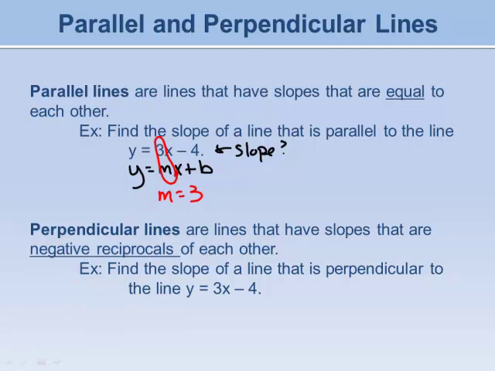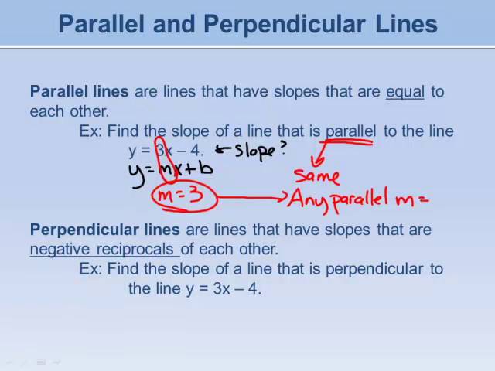Now, if the slope that's being asked for is parallel, parallel slopes are always the same if you're comparing lines. Okay? So if the slope of our given line is 3, then the slope of any parallel line will also be the same, which in this example is 3.